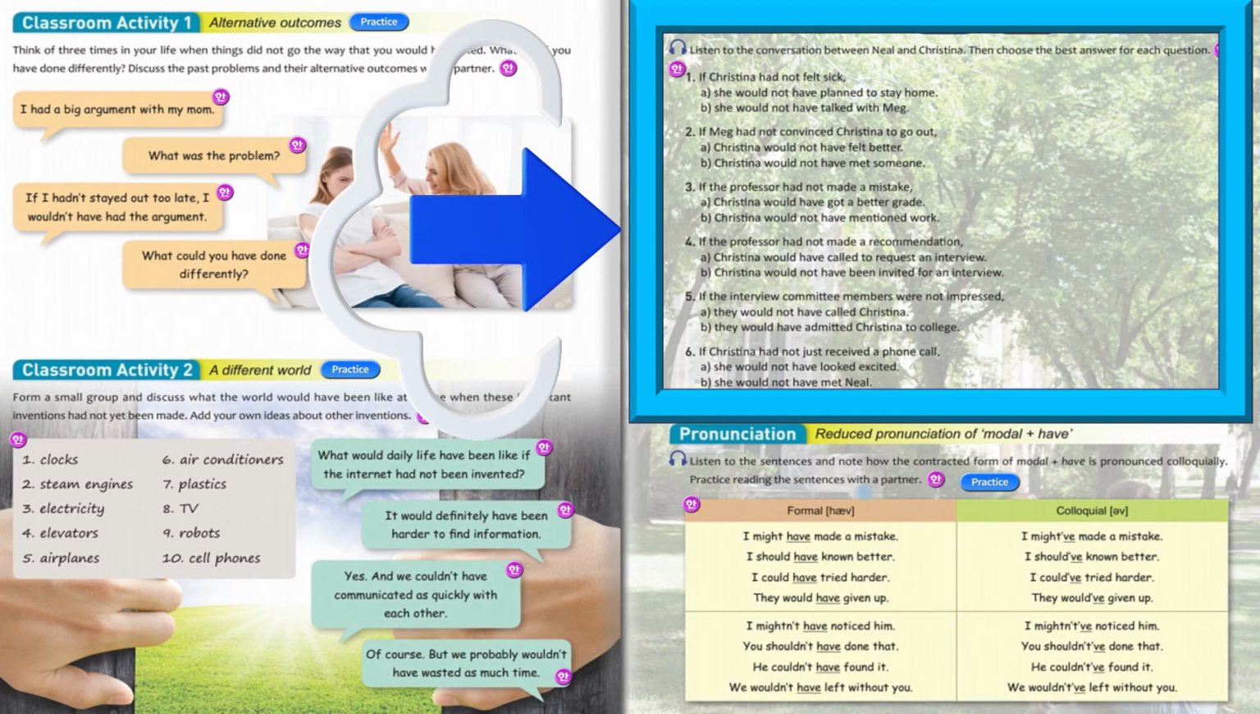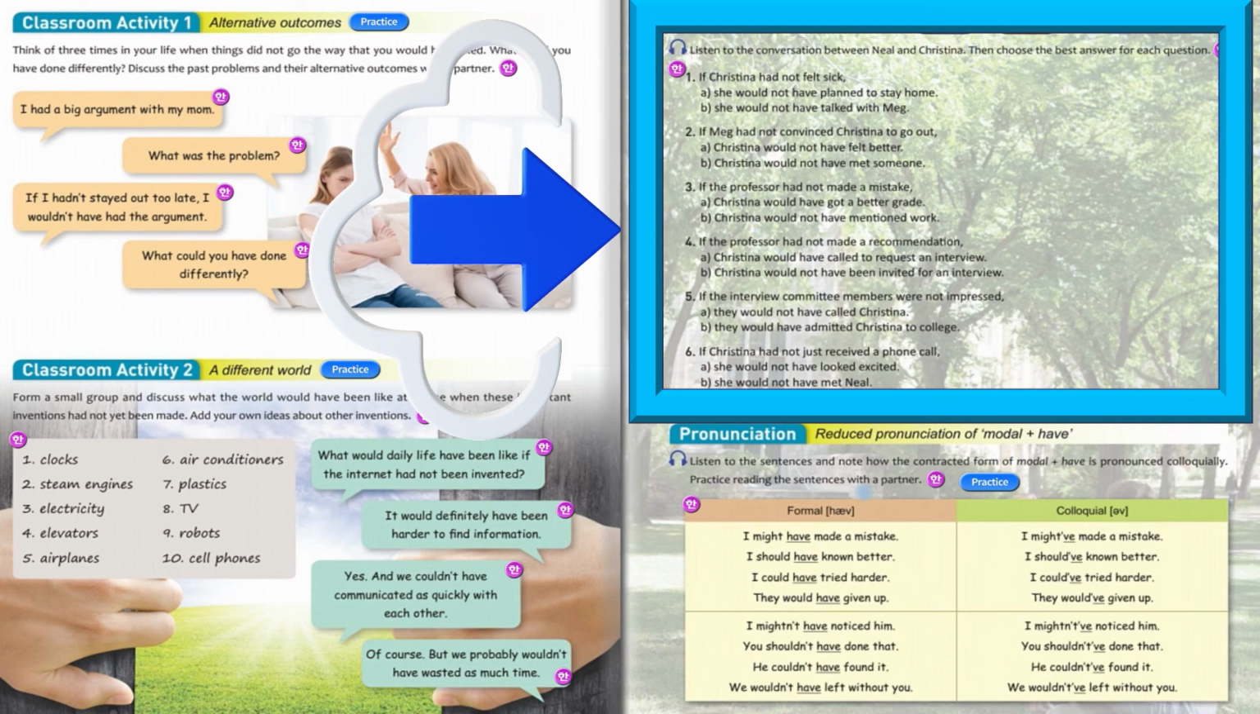Hi, Christina. You look excited. Is there anything going on? Hi, Neil. Yes, I just accepted a job at a community college. Awesome. How did that happen? Do you remember I planned to stay in last weekend because I felt sick? Well, Meg called me and convinced me to have dinner with her. And? If I hadn't agreed to go out, I wouldn't have met one of my old professors.